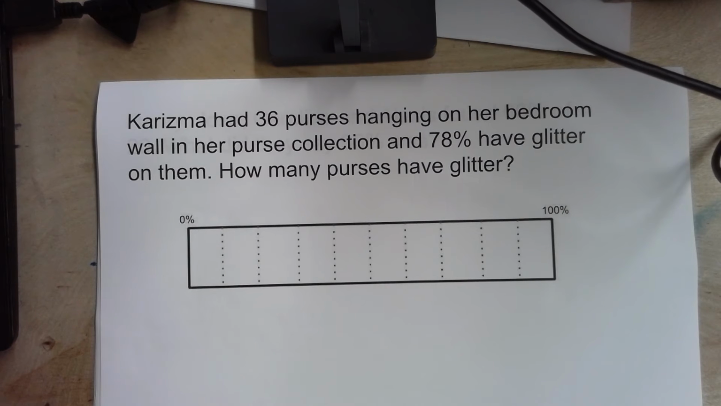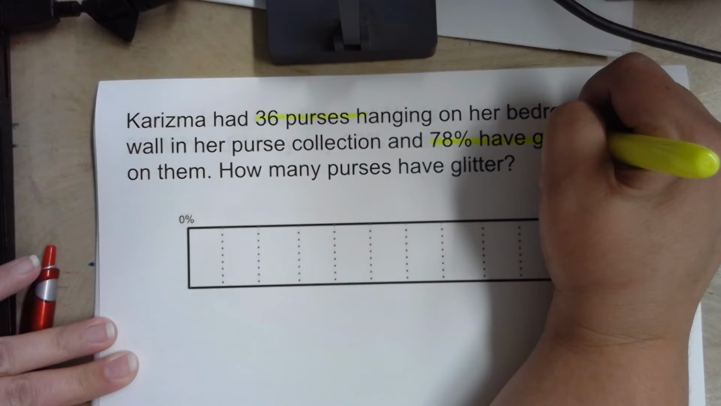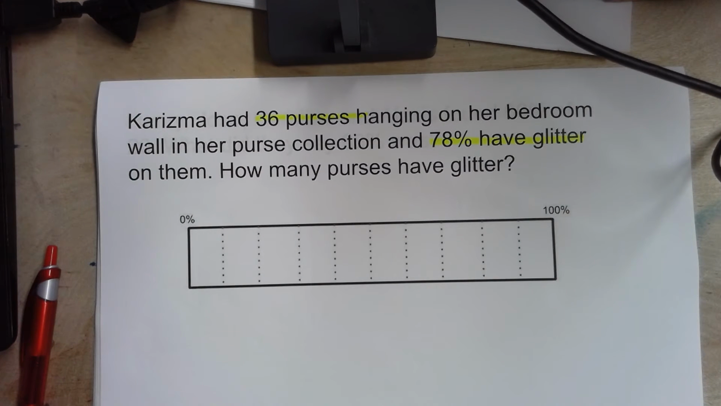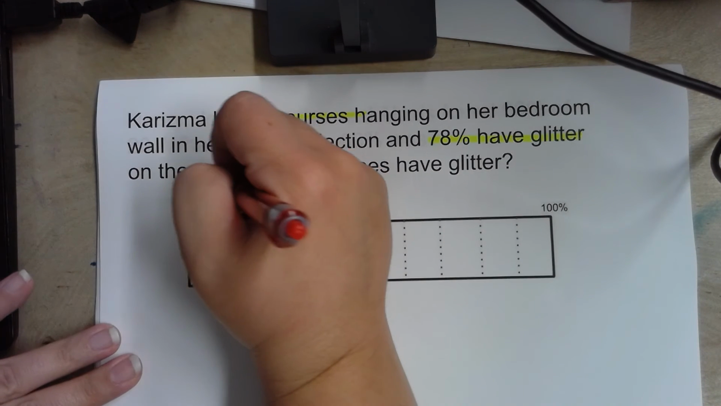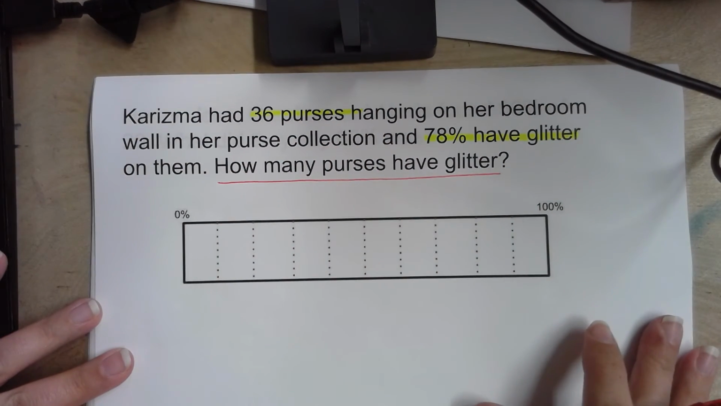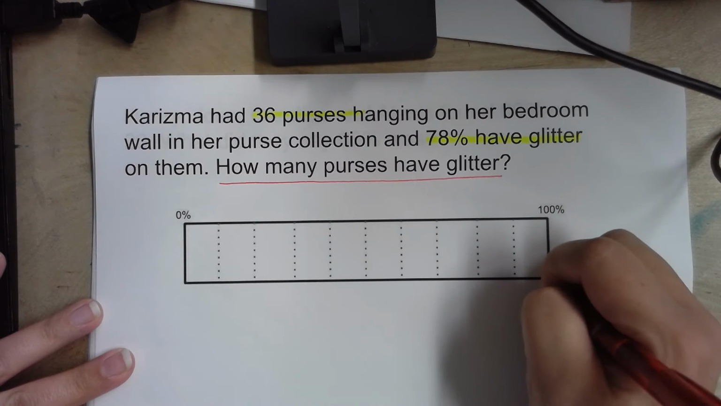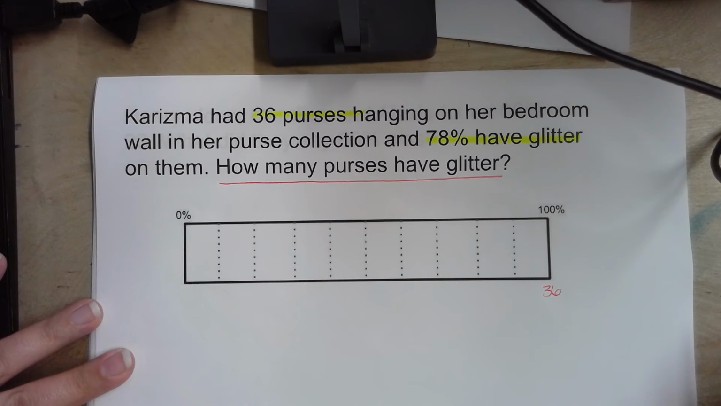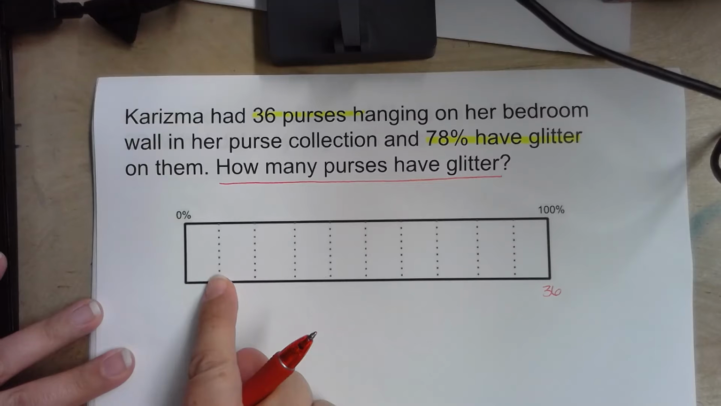All right, let's try another one. Charisma has 36 purses hanging on her bedroom wall in her purse collection, and 78% of them have glitter on them. How many purses have glitter? So Charisma has 36 purses. 78% have glitter. How many purses have glitter? Well, the whole purse collection has 36 purses, and we want to know 78%.